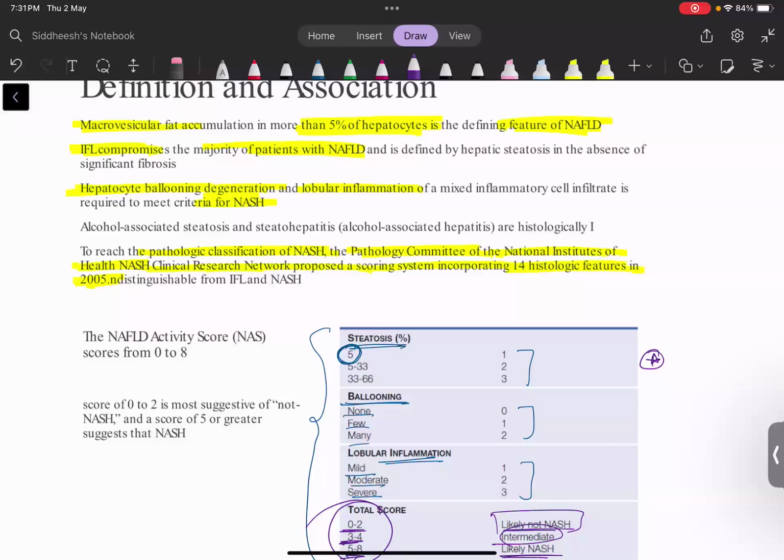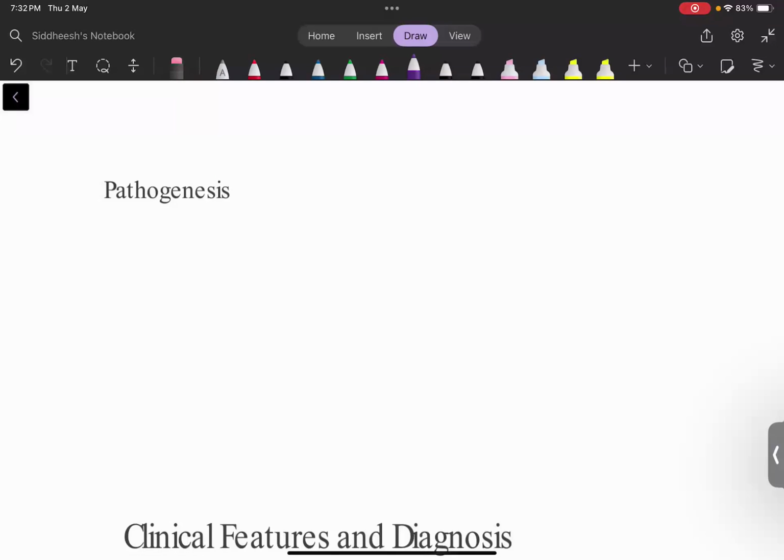Okay, so do we have any doubts now? No doubts? Perfectly fine. The next thing we are having is the pathophysiology, the pathogenesis. Just try to listen to me. I will try to make it very easy for you.